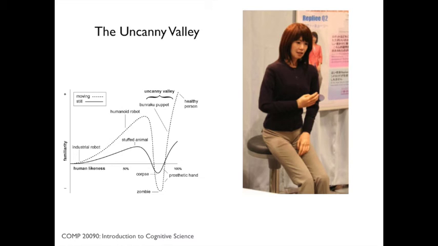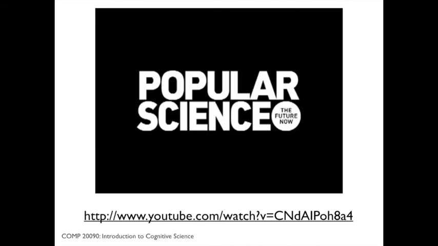First of all, as they get more like human, it goes up. And the dotted line is for things that move, and the dark line is for things that don't move. Initially, we're quite glad that things are moving and bouncing around. And then suddenly, as they get too human-like, they get really, really creepy. We call this the uncanny valley. And then they have to get a lot better again to get out of the uncanny valley. Here's a video on the topic.